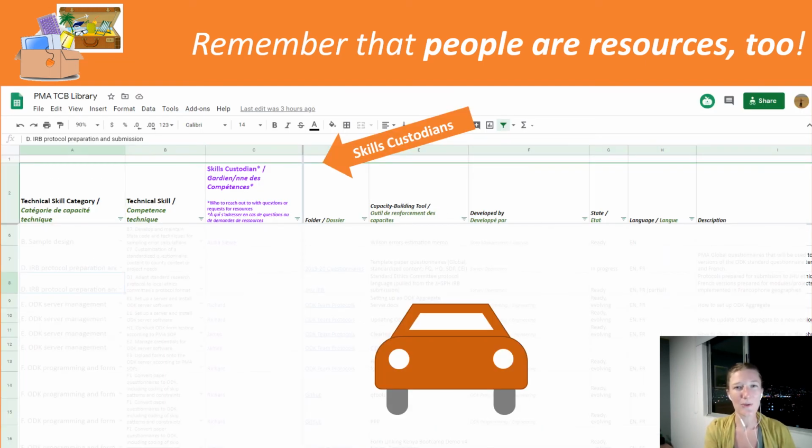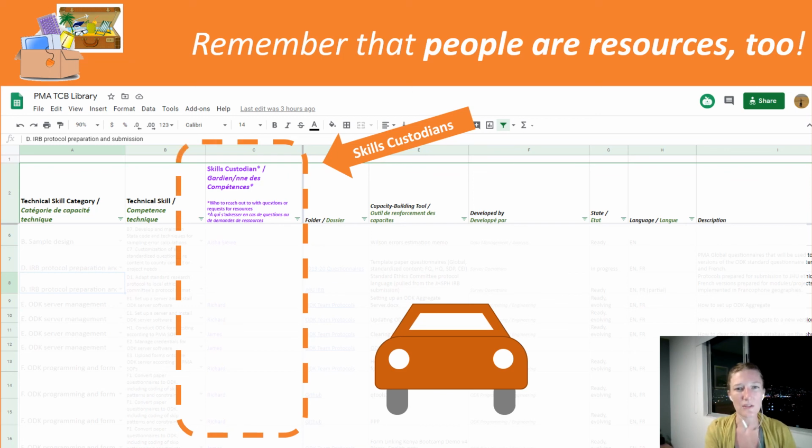There's also your TU country leads. We have this in the PMA TCB library, we call them skills custodians. So skills custodians are TU country leads who are the point of contact for a different skill or skill set, like we saw in the TCB library review earlier. Ask a skills custodian for help with that skill.